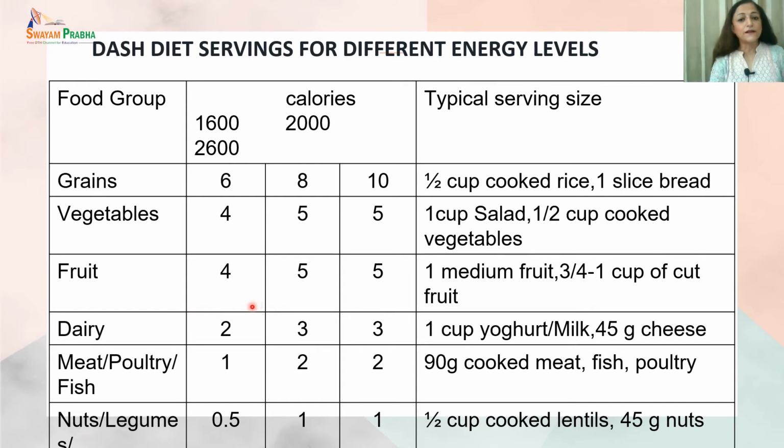So what is a serving size? If we are talking about six servings of grain, 1 serving would be half cup cooked rice or 1 slice of bread.